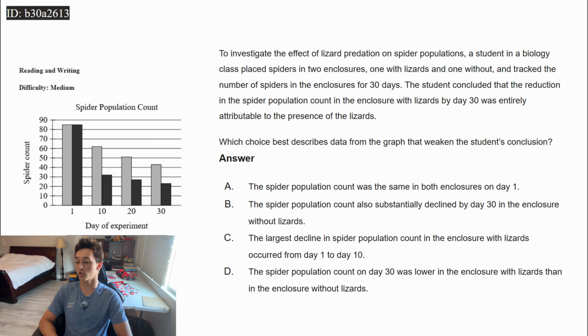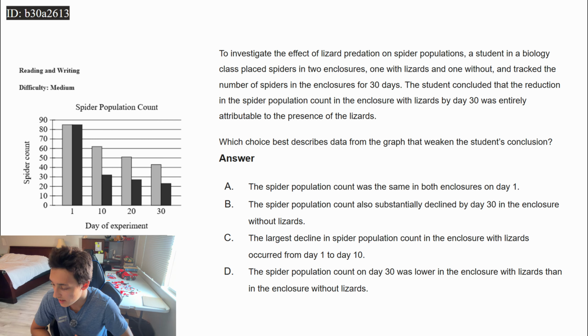So let's see, we're trying to weaken the student's conclusion. Let's see if we can do that. So if I'm trying to prove the fact that lizards did not have something to do with the spider population, I'm going to talk about how there is still a drastic decrease in spider population without the lizards. So let's see which answer choice best does that. The spider population count was the same in both enclosures on day 1. That's not really showing anything because it's day 1, most of the spiders are going to be there whether you like it or not. The spider population count also substantially declined by day 30 in the enclosure without lizards.